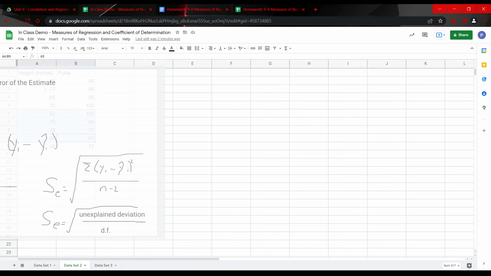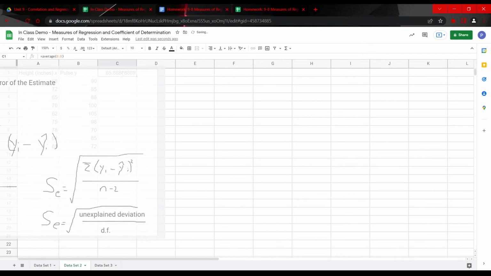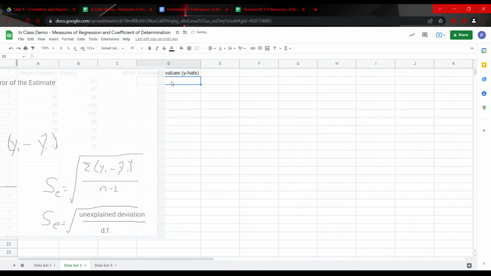So here we have heights in inches and pulse. As usual, the first thing I'm going to do is find the average of my y. So I'm going to put this as independent and dependent. So here's my average. I'm going to make it just 2 decimal places. And now I want my predicted y values, or my y hats. So equals forecast, at 16 at that, BB, AA, and I'm just going to autofill and reduce decimal points. Okay. Explained, unexplained, and I'm not going to do the total column, just because I'm going to add these two up later.